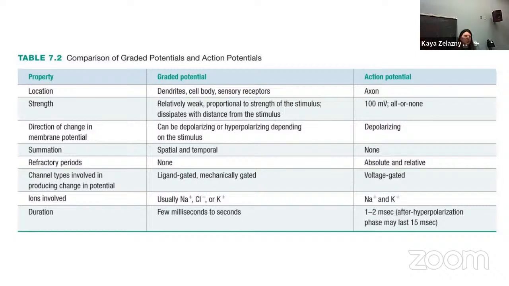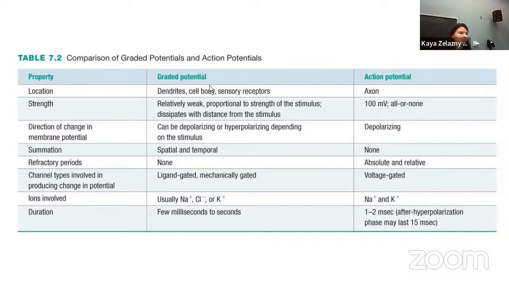The direction and change of the membrane potential for a graded potential: we can have a graded potential that hyperpolarizes the membrane, so it makes it more negative, or depolarizes the membrane, gets us towards threshold. But an action potential is always a spike up to positive 30. It's always a depolarization. Action potentials don't add together, graded potentials do. We're going to talk about refractory periods in a second, but for the future, there's no refractory period on a graded potential, but there is going to be a refractory period on an action potential. So that's going to be a time when you can't send off another action potential.